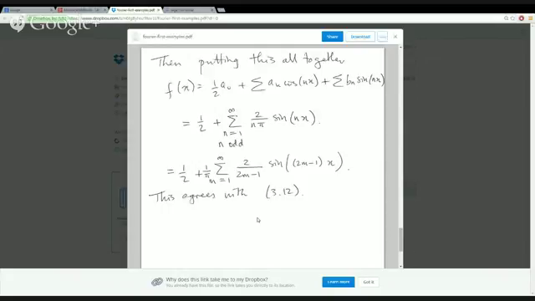You have this 1 over pi here. So it'll be 2 times, let's put the 2 outside, sine of x plus 1/3 sine of 3x plus 1/5 sine of 5x, etc. Everybody see that? So you just get those sine functions where you've got an odd integer.